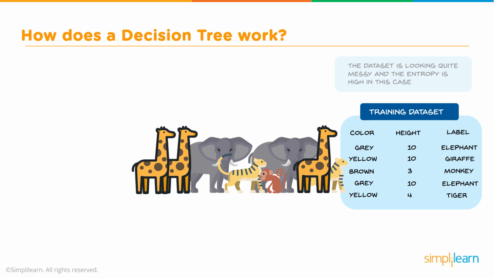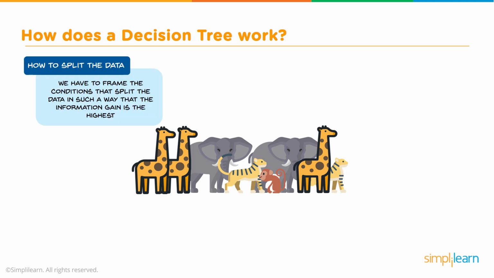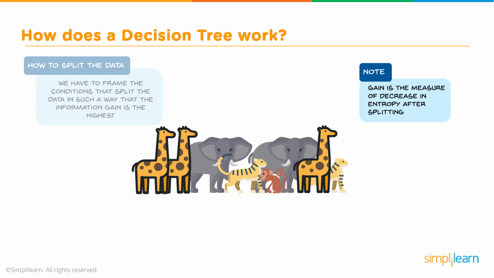So let's look at a training data set. And we're looking at color, we're looking at height, and then we have our different animals. We have our elephants, our giraffes, our monkeys, and our tigers. And they're of different colors and shapes. Let's see what that looks like and how do we split the data. We have to frame the conditions that split the data in such a way that the information gain is the highest. Note, gain is a measure of decrease in entropy after splitting.